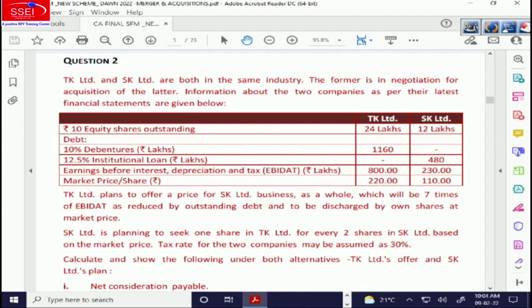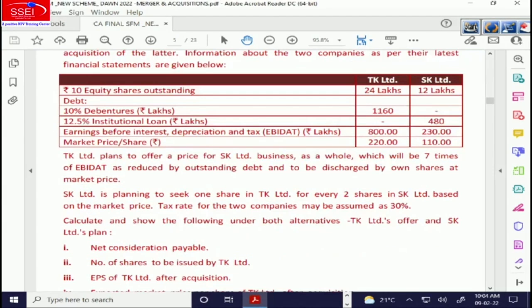Okay, here is the information, TK and SK. Number of shares of rupees 10 face value: 24 lakh and 12 lakhs. Debt: for TK Limited we have 10% debentures, 1160 lakhs. For SK Limited we have a 12.5% institutional loan of 480 lakhs. EBITDA, earnings before interest, depreciation, amortization and tax: 800 lakhs and 230 lakhs.